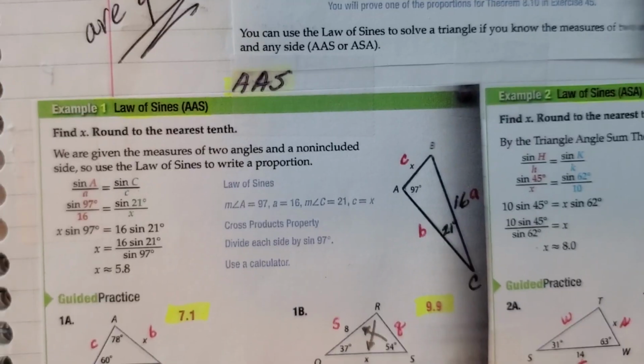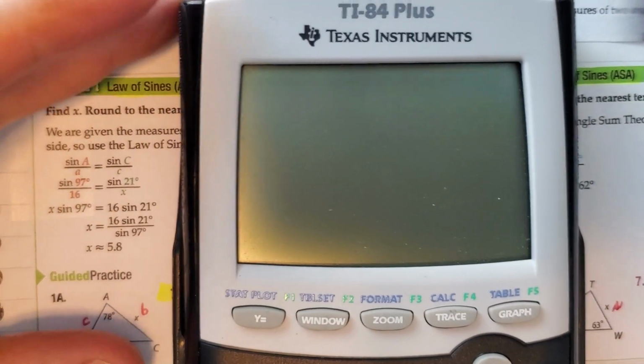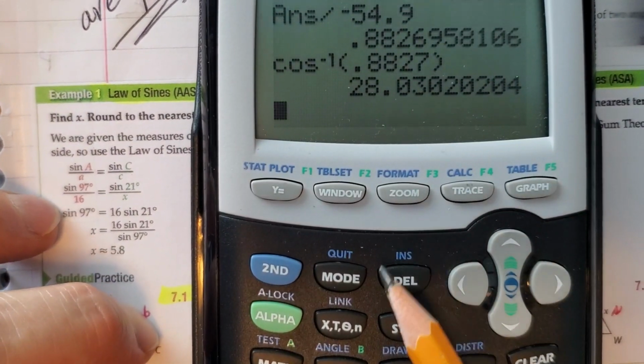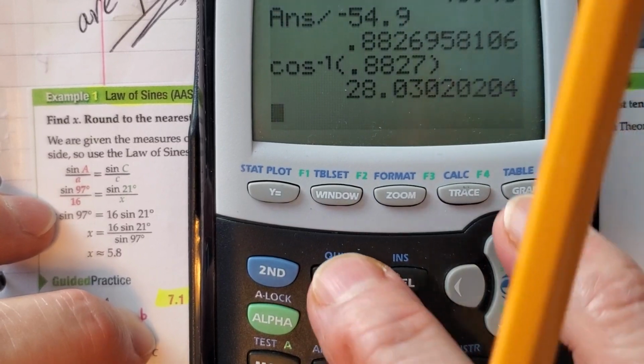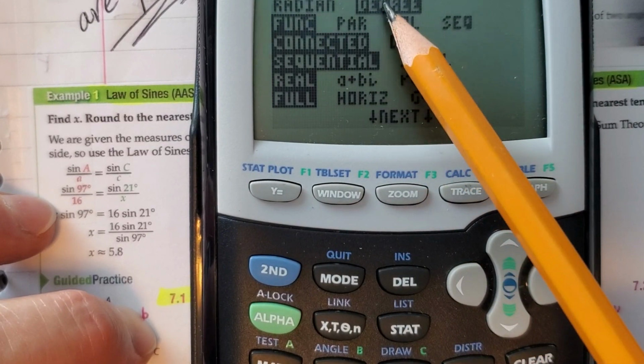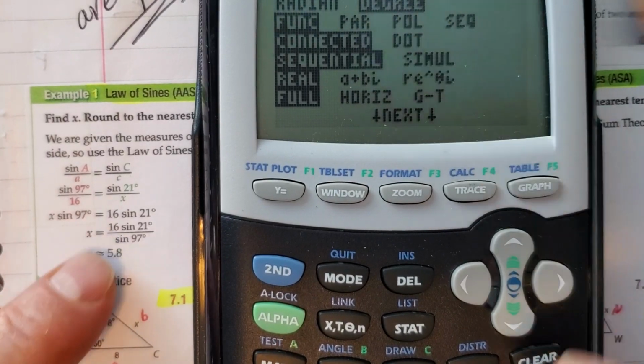and make sure when you do this that you have your calculator in degree mode. So you want to check your mode. Your mode is right here. This is the mode on the calculator. Check that and make sure you're in degree rather than radian measurement. You want to be in degrees because you're dealing with degrees.